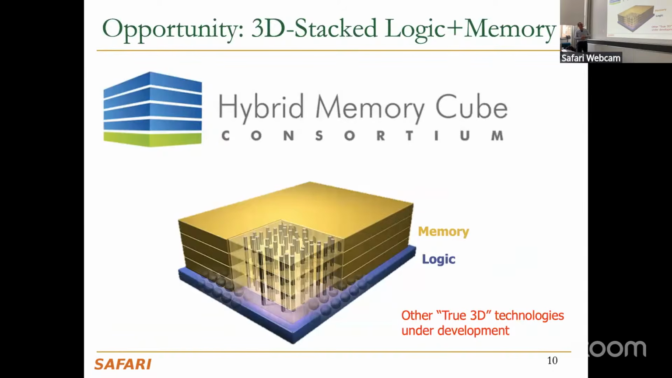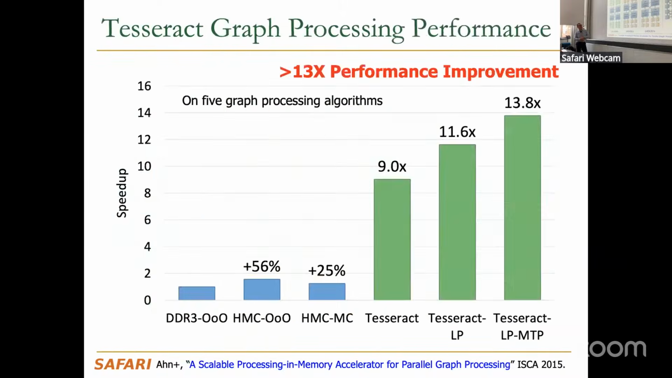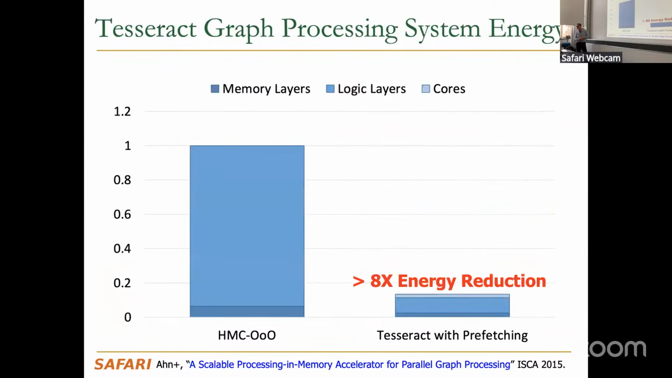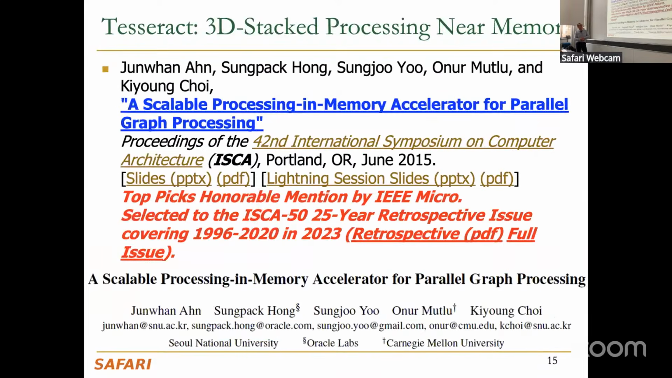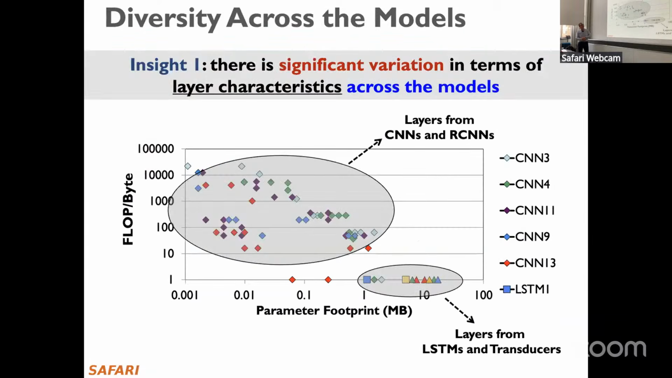But last time we talked about using three-dimensional integration to put logic near memory, such that you can execute some important applications like graph processing or machine learning better, just to jog your memory. These are the graph processing engines we designed, showing significant performance and energy improvements, both at the same time. And we also talked about doing machine learning inference by designing accelerators that can cater to different types of machine learning models and different types of layers in machine learning models, which have significantly different characteristics in terms of both memory size and capacity requirements, as well as memory intensity requirements, arithmetic intensity requirements.